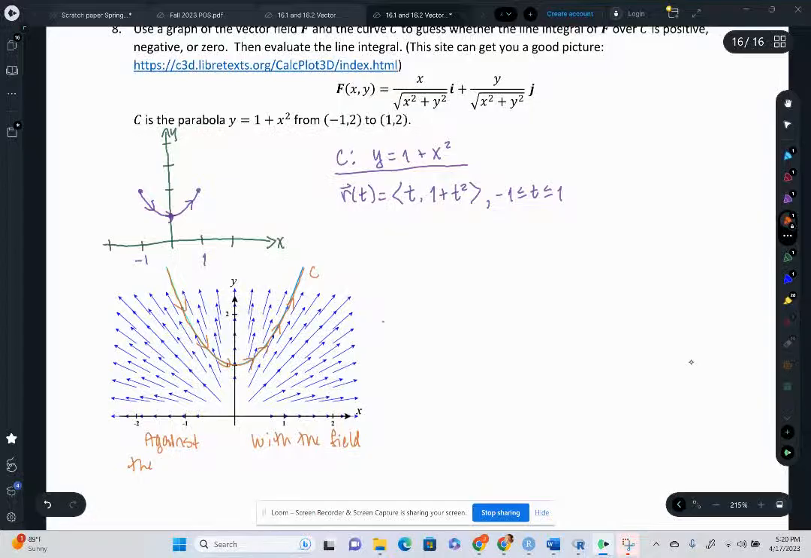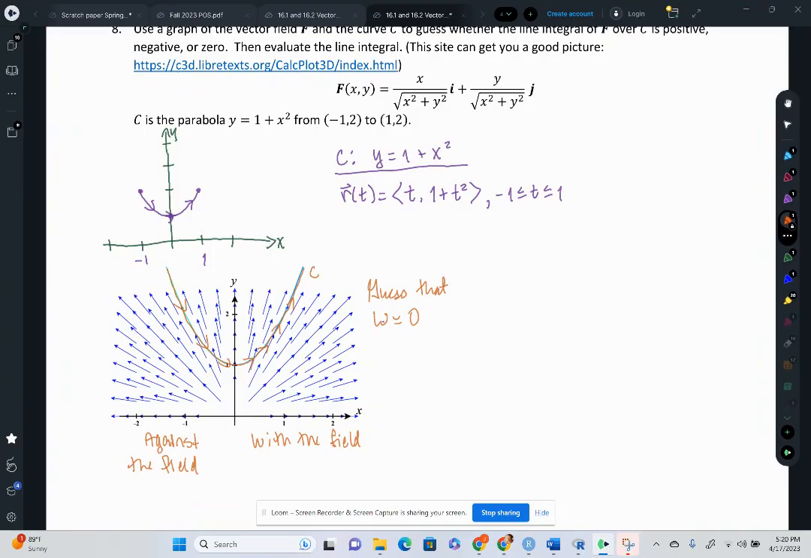So in the first side, it's against the field. And then in the first quadrant, in the second quadrant, it's against the field. In the first quadrant, it's with the field. And everything looks symmetric. So I'm going to guess that the work is 0. And then let's just see what ends up happening.